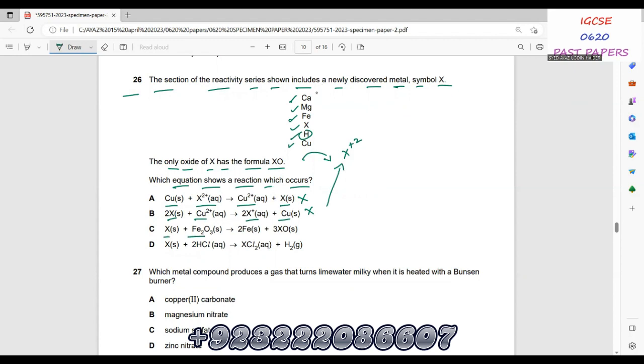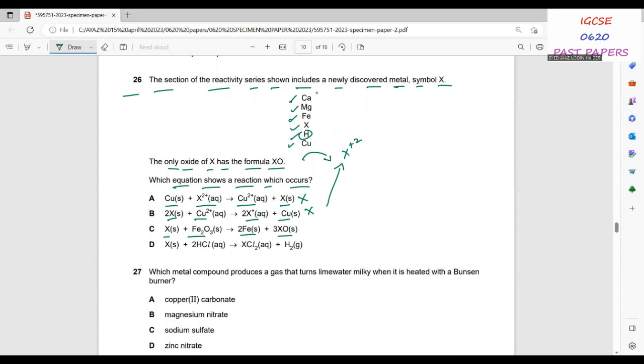C, X plus Fe2O3 gives Fe plus XO. X should be more reactive, as this reaction implies, but look at the series, X is less reactive than iron, so this is also wrong. The only correct reaction is between HCl and X, and we'll get XCl2 plus H2. So D will be the right answer for this.